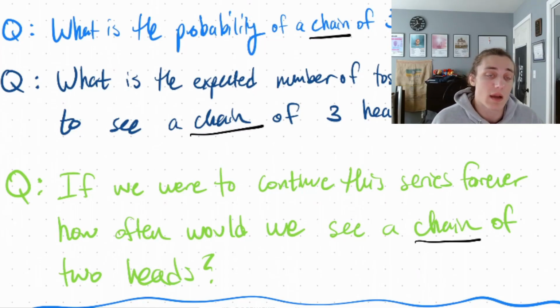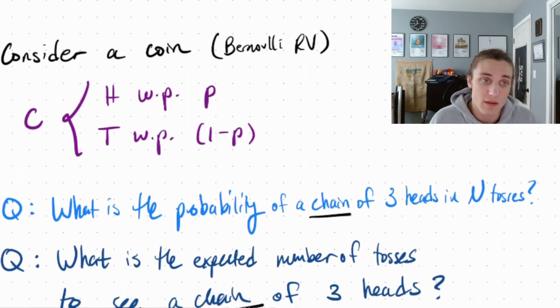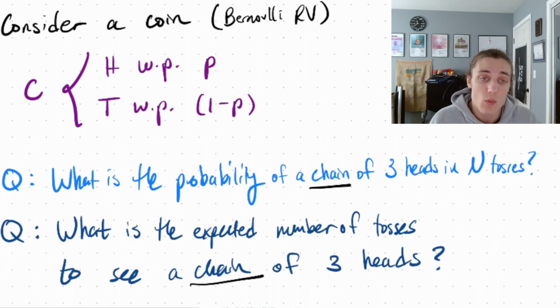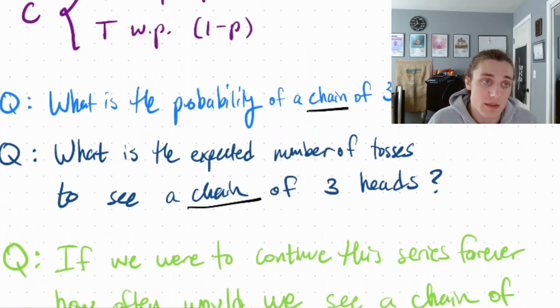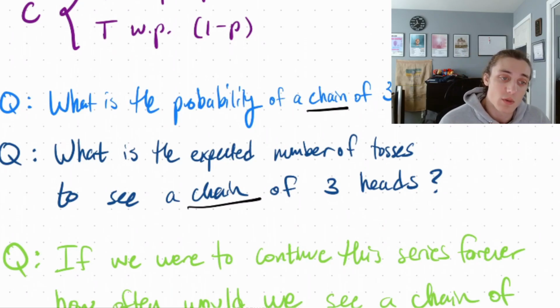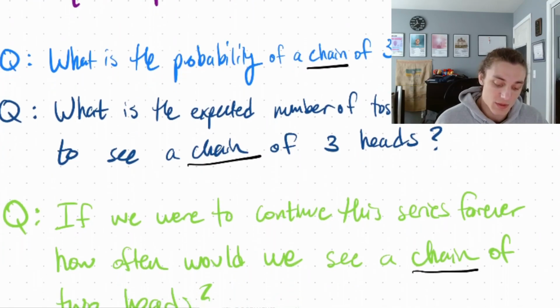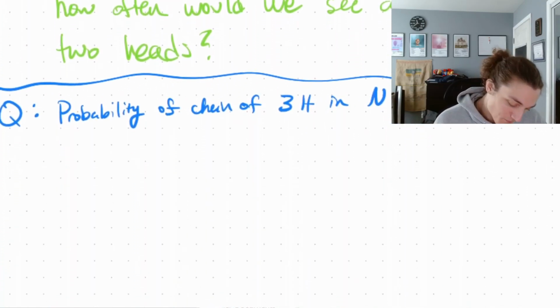And as it turns out, using a Markov chain to model this series of coin flips, that is the idea of achieving a chain of 3 heads, we can actually answer all 3 of these questions relatively easily. But in order to do so, we have to introduce the idea of a Markov chain. So that's what I'm going to do in this video. In the next 2 videos, we're going to answer questions 2 and 3. But for now, we're just going to get started with question 1.